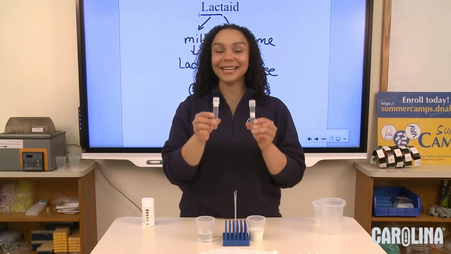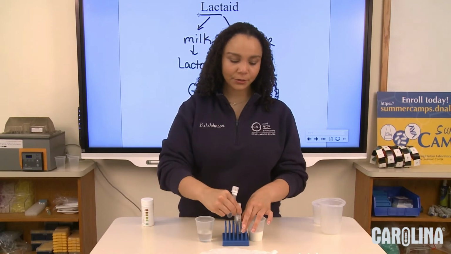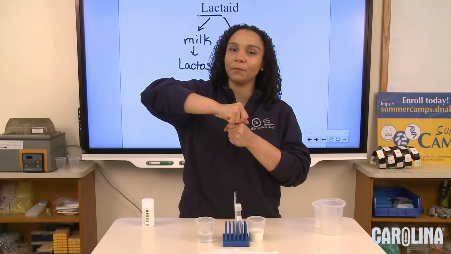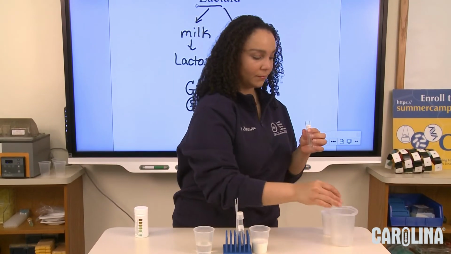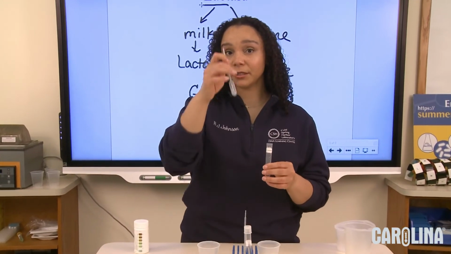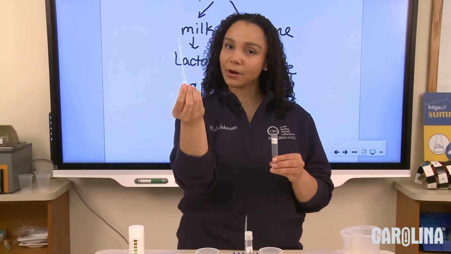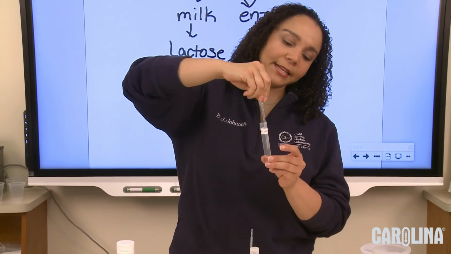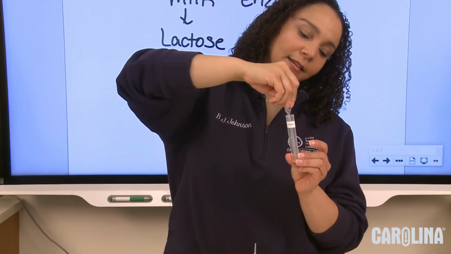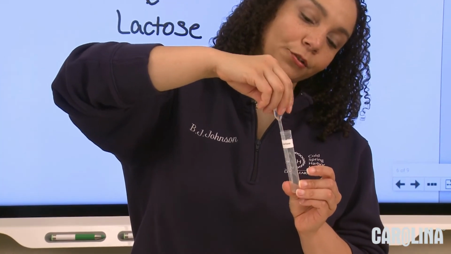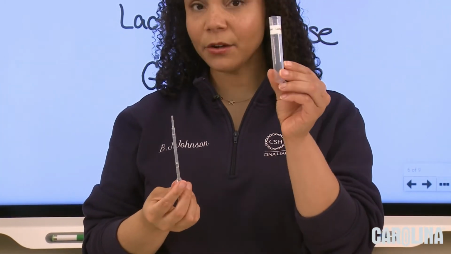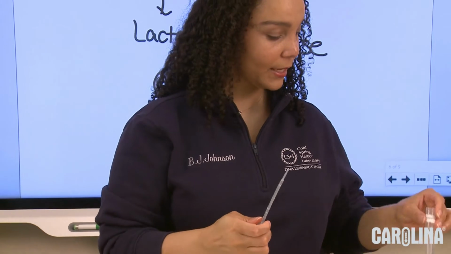I have my lactase and I have my sodium alginate. So the first thing I'm going to do is open my lactase tube. And I'm going to take a dropper. Now I'm going to squeeze the dropper and then insert it into the lactase. I'm going to take up all of the lactase solution in the tube. I'm not going to need this anymore, so it's going to go into my waste beaker.